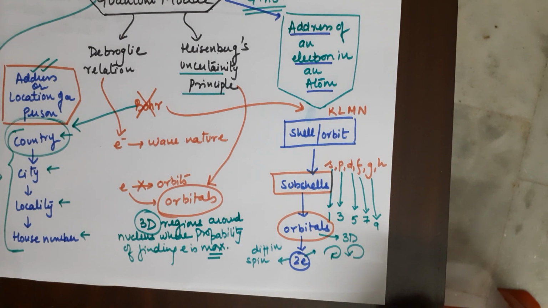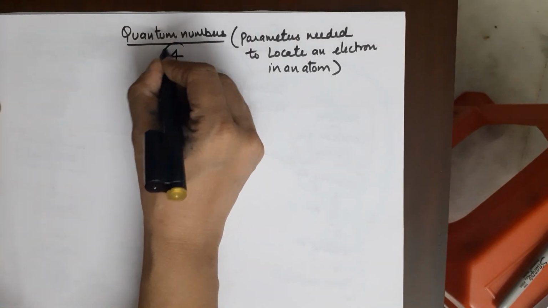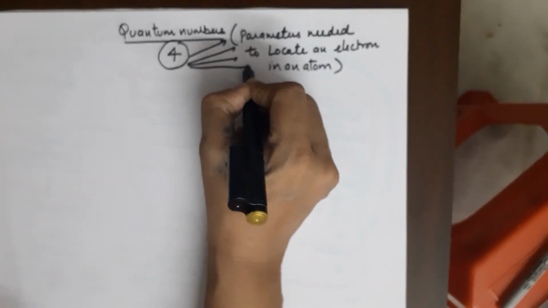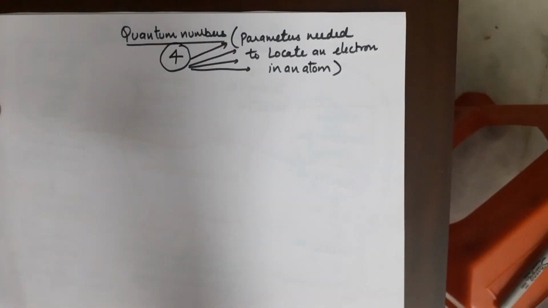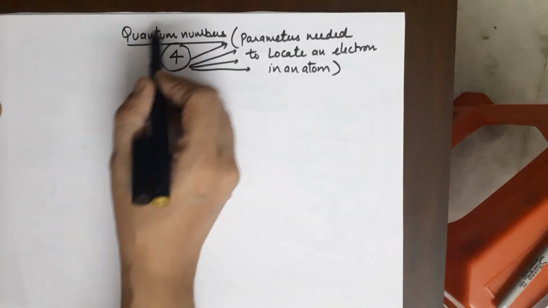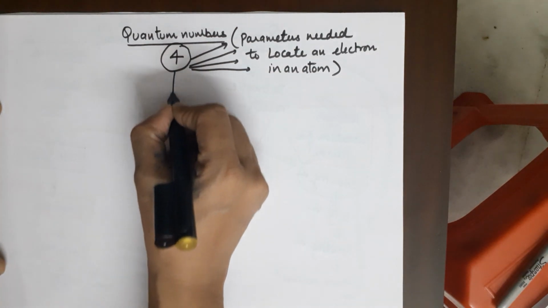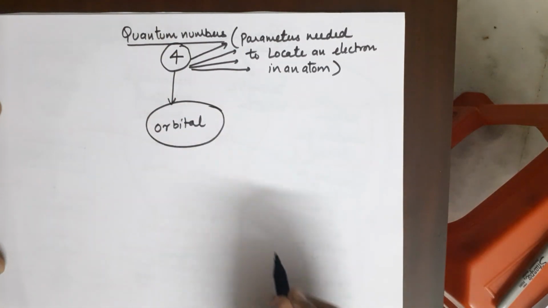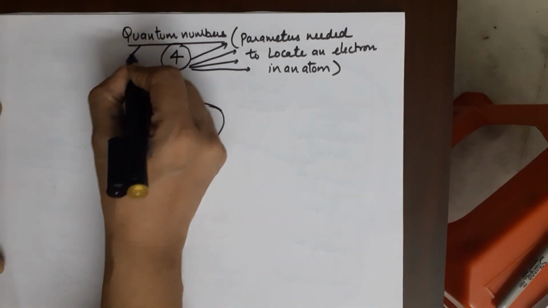I would now be moving ahead into the depth of the quantum model. Moving on with the quantum numbers, there are 4 quantum numbers in all, and these are the parameters which help you to locate the electron in an atom. Ultimately, these help you to come to the orbital. Once you decide about the orbital, then only can you locate the electrons.